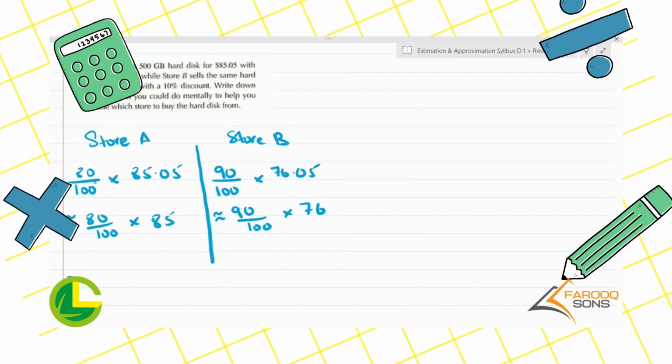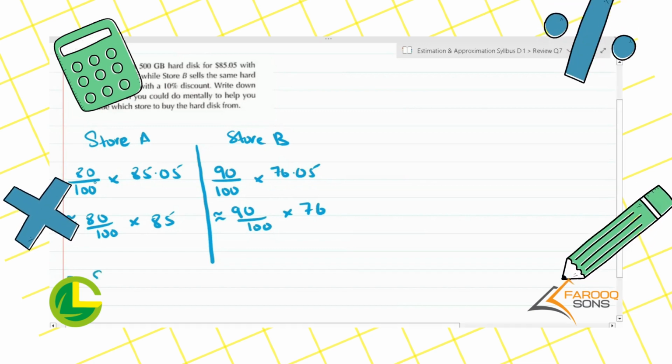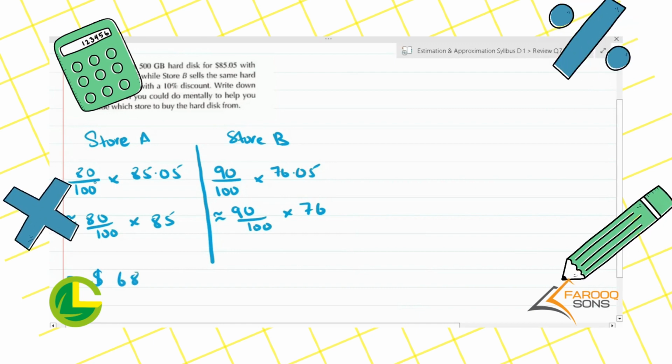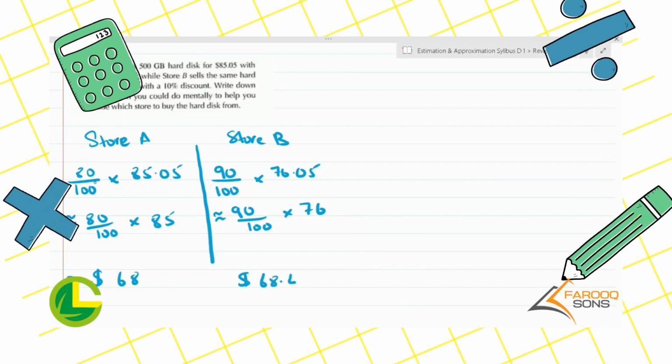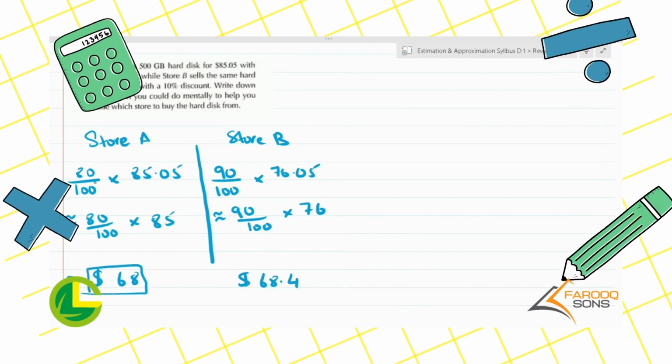Do some maths and simplify these to find the final answers. The first one is going to give you $68. The second one is giving you $68.4. I'm sure you all have got your answer by now that the store A is giving you a better choice. Okay, so store A, we need to go and buy a hard disk from this one.